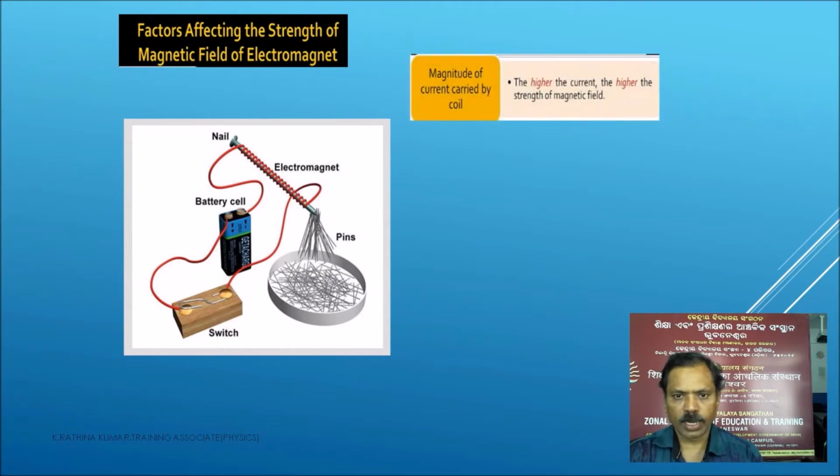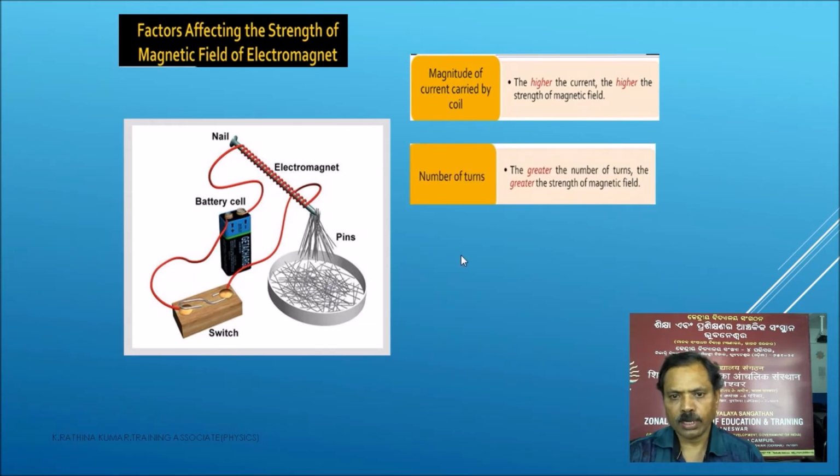Magnitude of current carried: the higher the current, the higher the strength of the magnetic field. Yes, the amount of current we give to the nail determines how much the strength of the magnetic field will increase or decrease. So this is one of the factors affecting the strength of the magnetic field of an electromagnet.